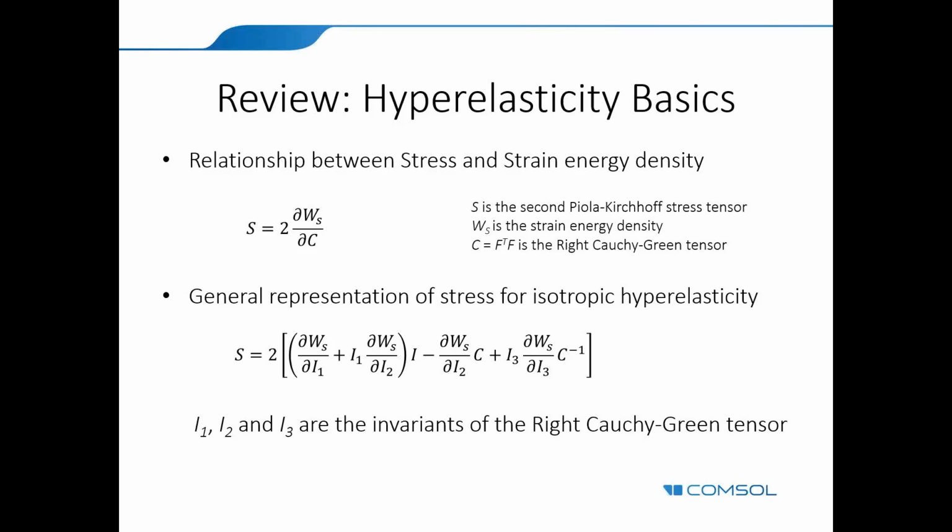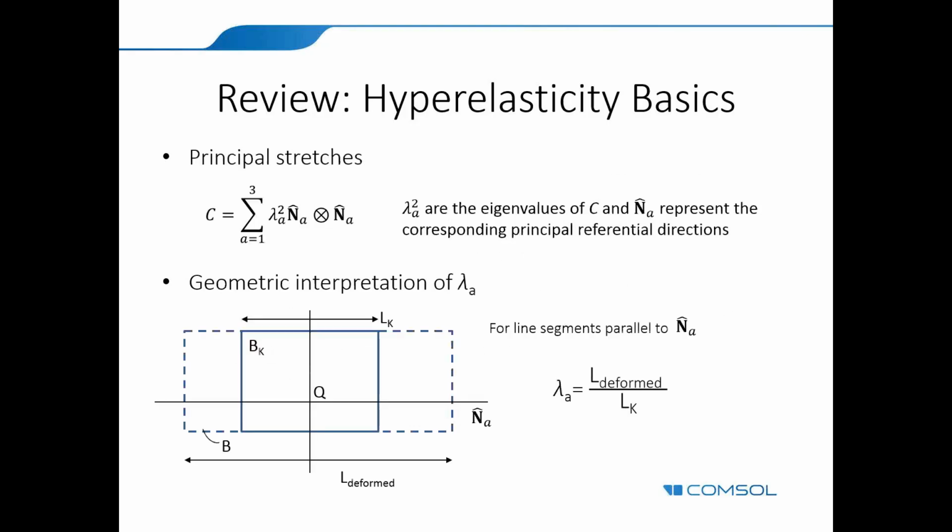This is as per a theorem known as the representation theorem for invariants, where the strain energy density can be written in terms of strain invariants I1, I2, and I3. These strain invariants are calculated by knowing the eigenvalues of the right Cauchy-Green tensor. And the right Cauchy-Green tensor by itself is calculated as F transpose F, where F is the deformation gradient.